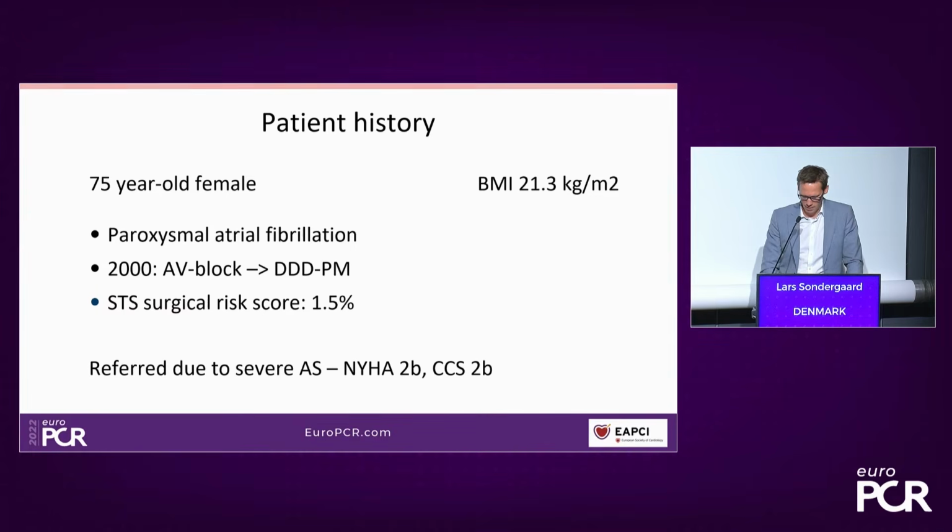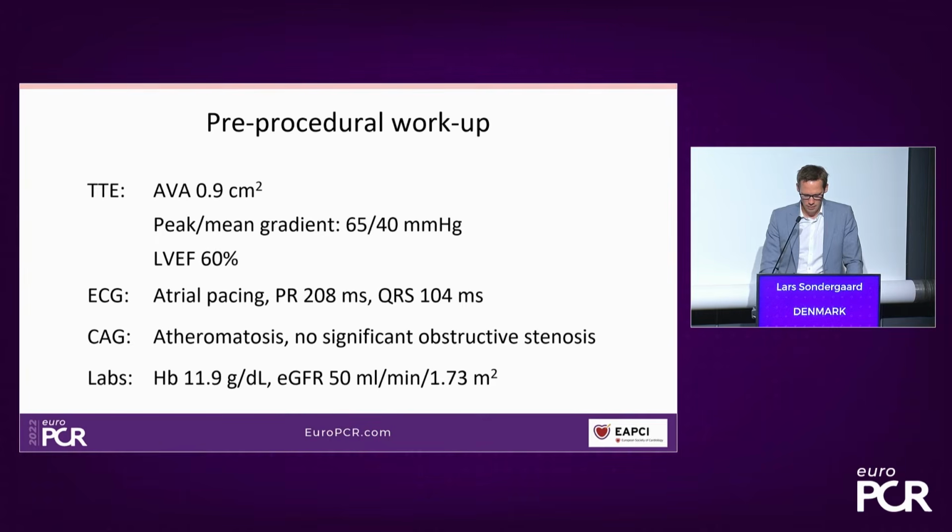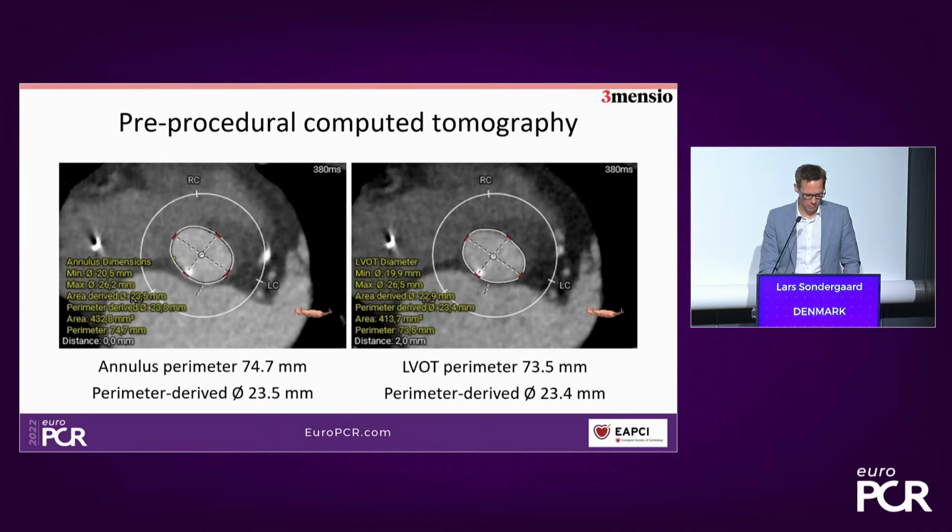And the patient was symptomatic with severe aortic stenosis. To demonstrate that, the mean gradient across the aortic valve was 40 with an aortic valve area of 0.9 and preserved LV function. The ECG demonstrated atrial pacing, so probably paroxysmal AFib. The angiogram, which is interesting, Lars, to discuss whether or not you still do that, does not show obstructive disease. And in this patient, hemoglobin a little below normal for a female and a GFR of 50.